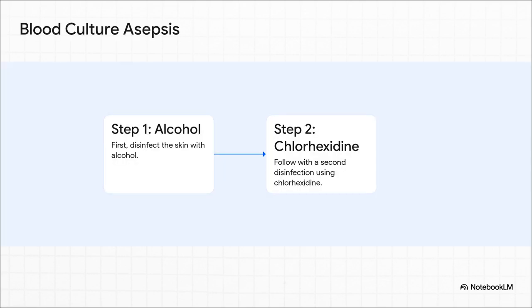Let's zero in on blood cultures because contamination here is a massive problem. It leads to misdiagnosis and unnecessary antibiotic use. You have to use a diligent 2-step technique. First, you hit the skin with alcohol. That gets rid of oils and surface dirt. You let it dry. Then, you follow up with an antiseptic, like chlorhexidine, to kill the bacteria living on the skin. This simple 2-step process dramatically reduces the risk of us misinterpreting a skin bug as a true bloodstream pathogen.